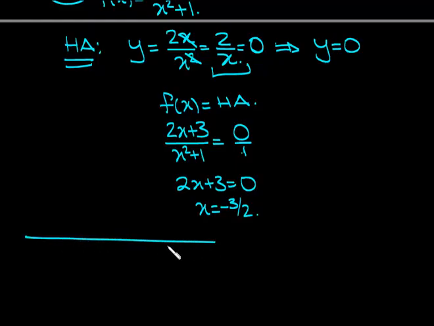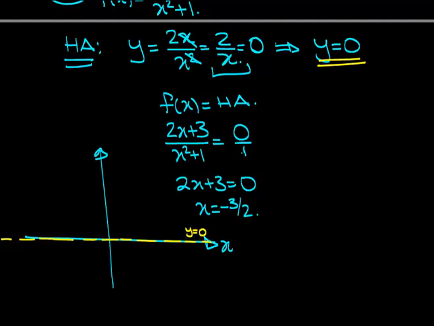So it's going to look something like this. Let's say this is my horizontal asymptote, y is 0. Remember, it's this line. It's the same thing as the x-axis, because y is always 0. The only place y is 0 is on the x-axis. Every point on the x-axis has a y value of 0. So that's my horizontal asymptote.